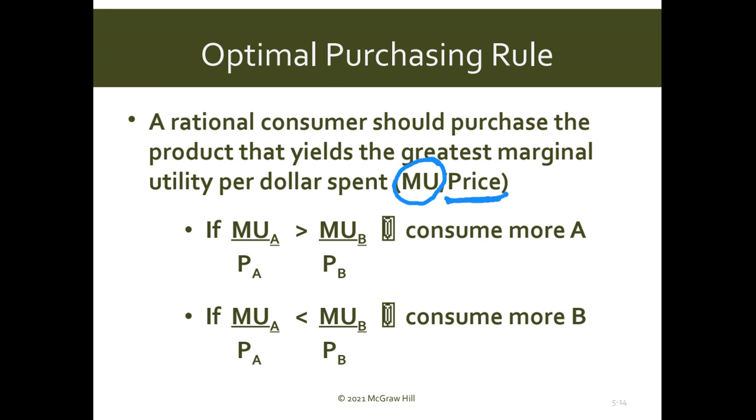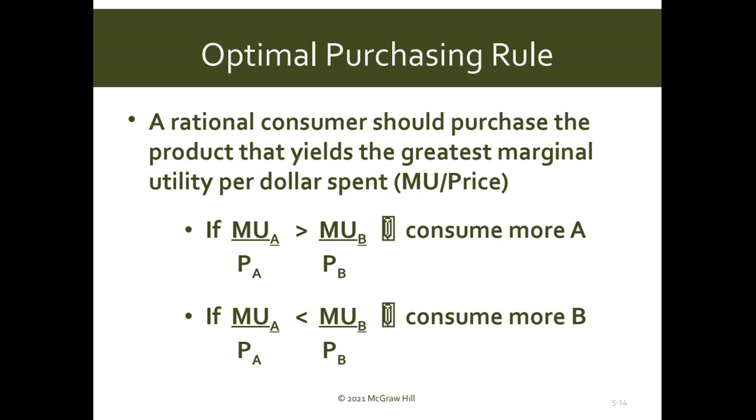So if, for example, you are consuming two products, product A and product B, what is the best combination? You have to calculate MUA over PA, that is marginal utility that you derive from an additional unit of A divided by price of A. And we are assuming price is fixed, constant, it's not changing. And similarly, marginal utility of B divided by price of B. So first you calculate these two ratios and then compare. I've given you two examples here.